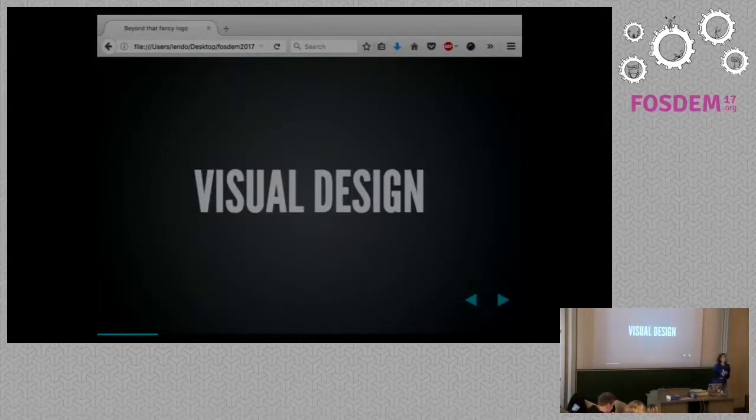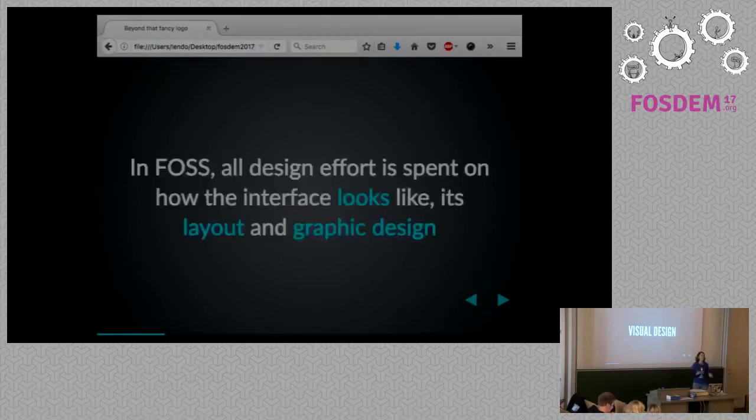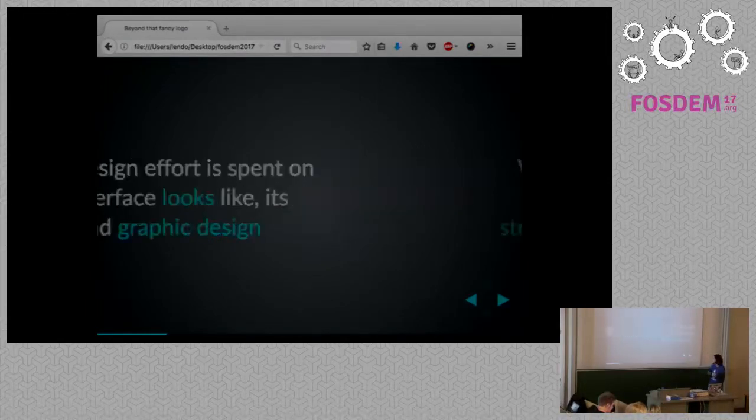Now, one of the things that caught my attention when I first started working on open source 5 years ago was that a lot of the designers that were involved spent most of their time playing one of the roles, and only one of them. And that role was visual design. This was 5 years ago. Today, the situation hasn't changed. It's still pretty much the same. So designers in open source are spending the bulk of their time looking into how the interface looks like, the layout, and the graphic design.